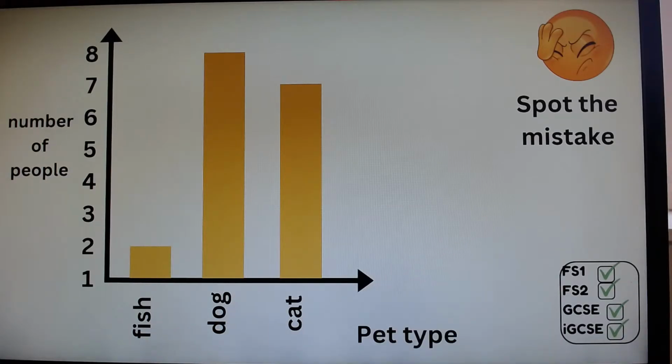Have a little look at this. This was the one that people struggled with most on Tuesday. This was the one people found the hardest. So what is the mistake? Can you spot it?